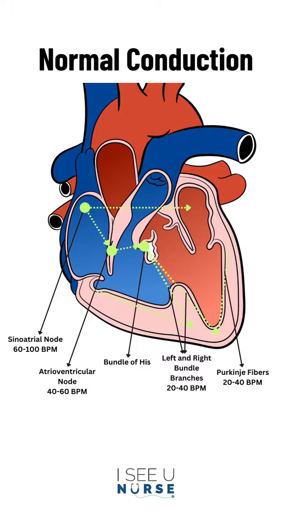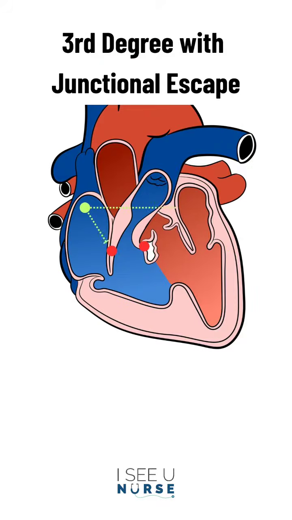When we have a third degree heart block, there is a dissociation between the SA node and the AV node, or a complete failure of those impulses to pass through the AV node, which you can see here. The SA node will continue to fire at its regular rate, which is why we have more of those P waves compared to the QRS complexes.